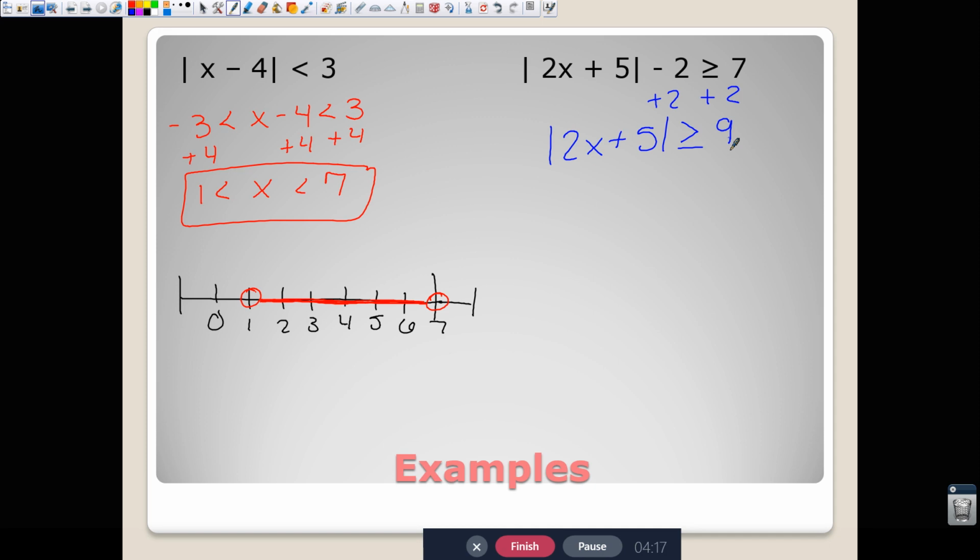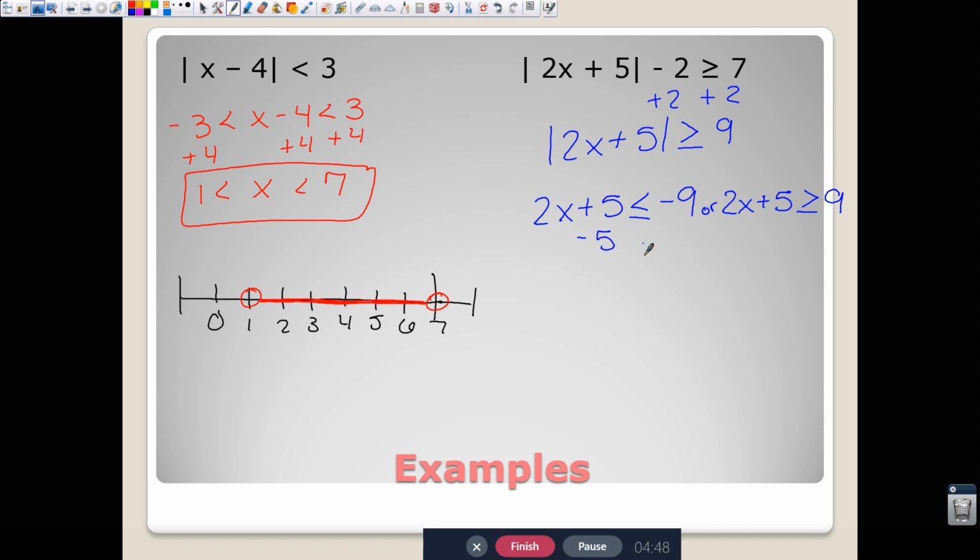Okay. So this one is kind of just like how we solved the problems last night. We're just going to set up two problems. The main part, though, is that our negative number, our -9, we need to flip our sign. So I'm going to have 2x plus 5, which is less than or equal to -9. And then 2x plus 5 is greater than or equal to 9, because there's going to be two answers. Okay, and then we just solve like we did beforehand.